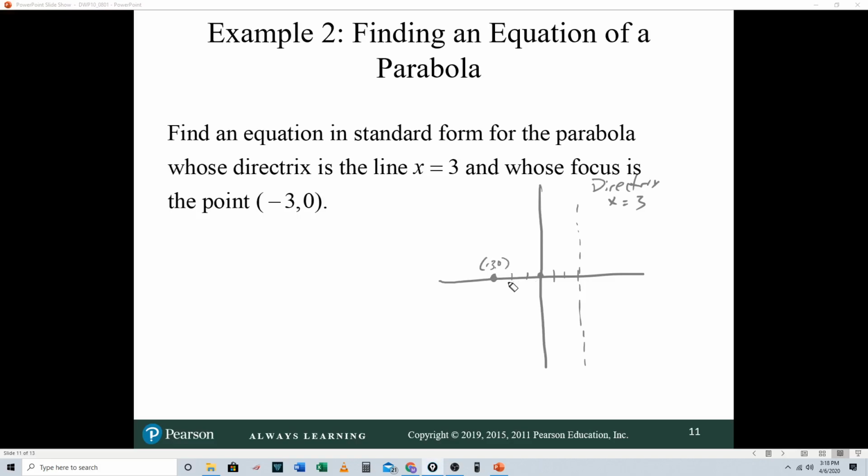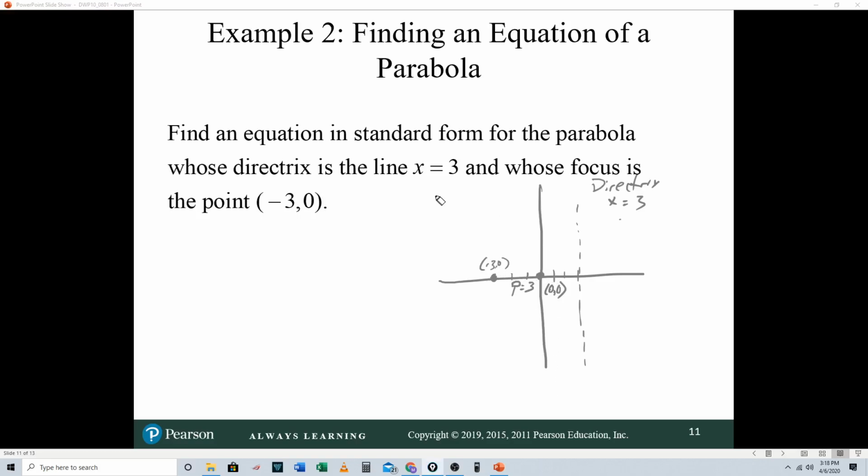Which means your vertex is always halfway between your focus and your directrix. So it happens to be that the vertex is at (0, 0). What's the change from the directrix or the focus to the vertex? It's a change of 3. So p is equal to 3.